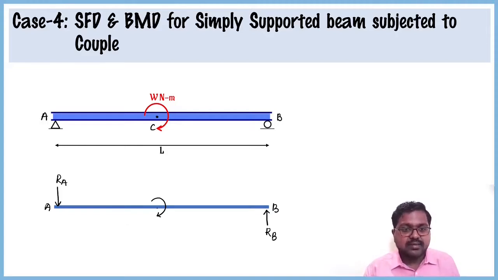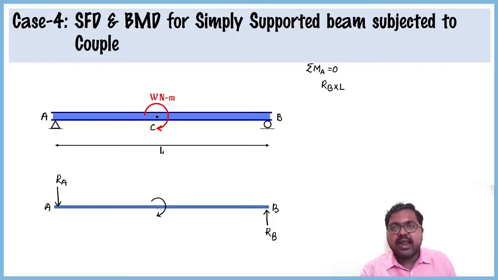So to calculate this upward and downward reactions, we need to take moments. Okay, sigma moments at A will be equal to 0. So that is RB into length L, which is creating anti-clockwise. So right hand side anti-clockwise is positive, and this moment at C, that is equal to W, is creating clockwise. So it is negative in nature, will be equal to 0. So from this we will get RB value equal to W by L.